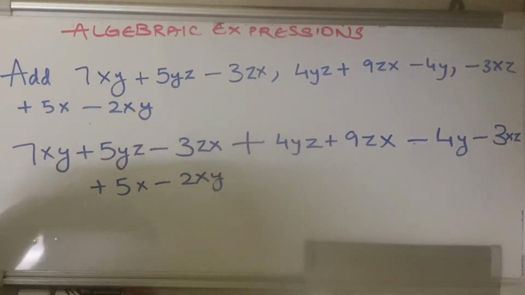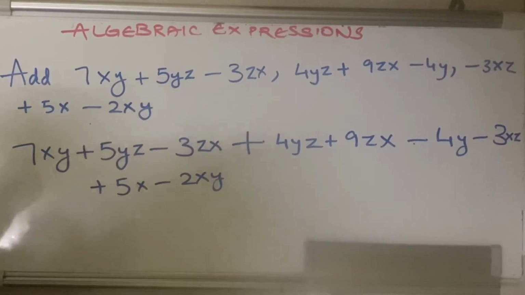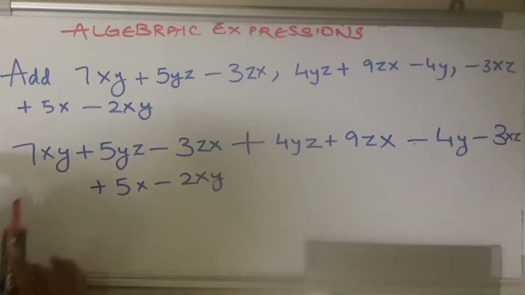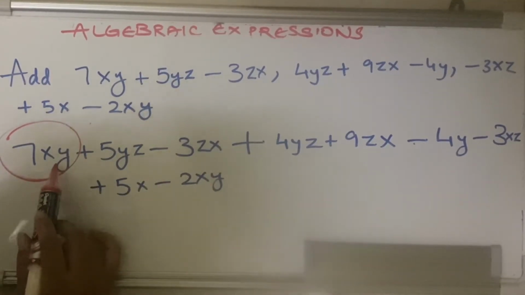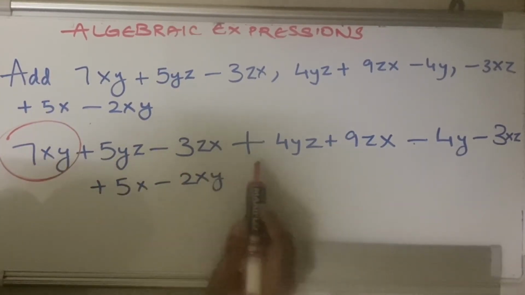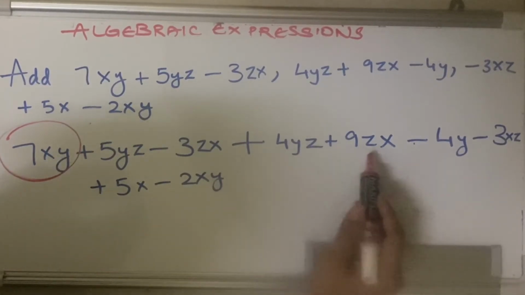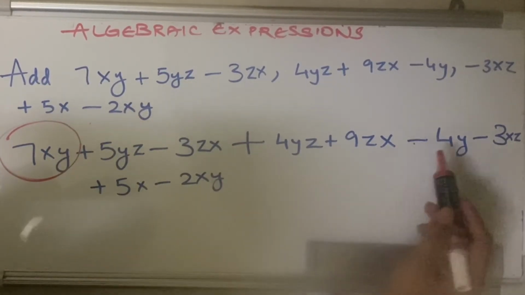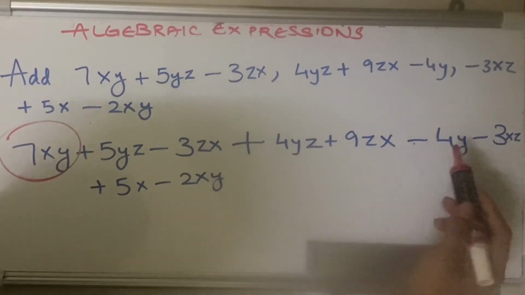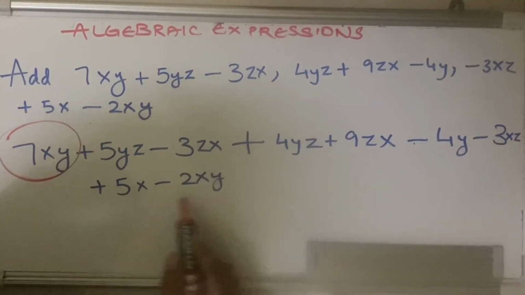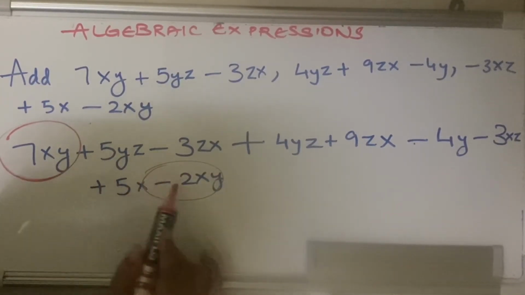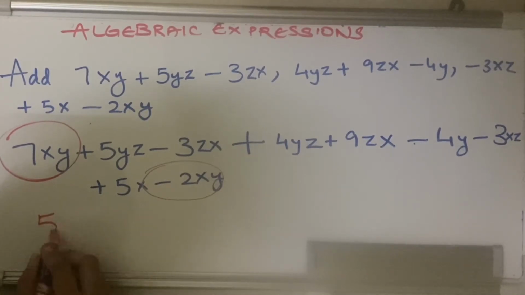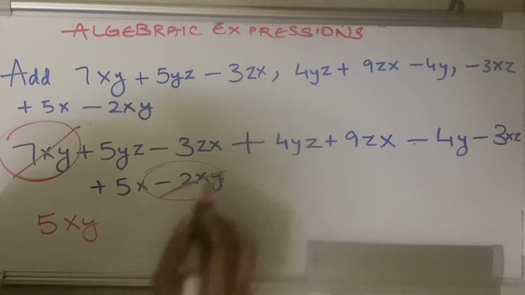Even if you are not arranging it in the other way, what you need to do here is first identify like terms. So here you have 7xy, right? See which one has the same variable. As you can see, in the second expression you don't have xy anywhere. Now if you look into the third expression, you have minus 2xy. So 7xy minus 2xy would give me 5xy. Clear? So I am done with this part. I will just cancel them.